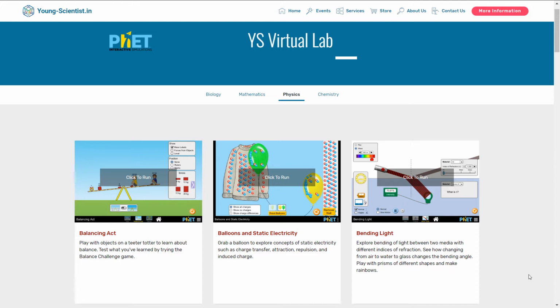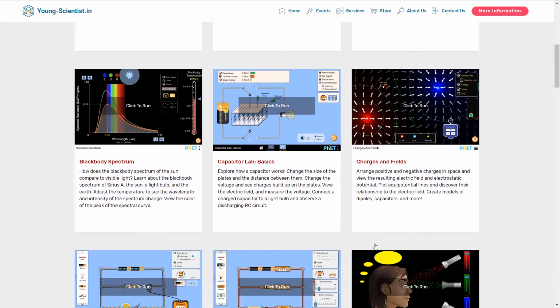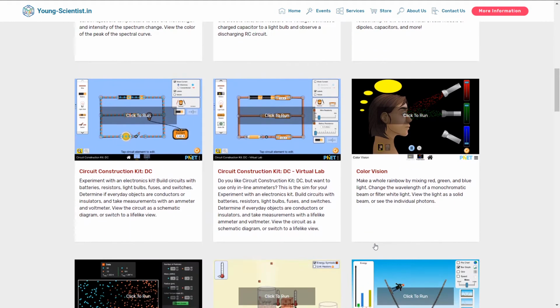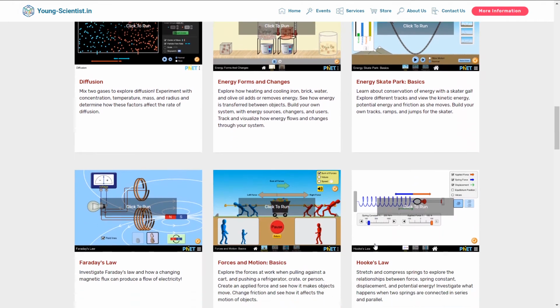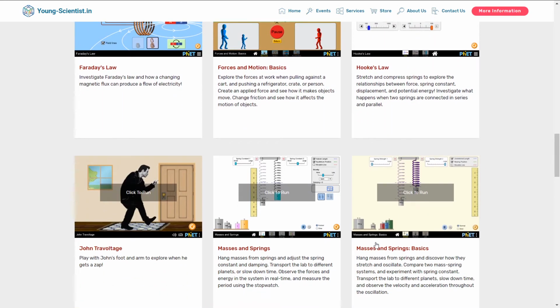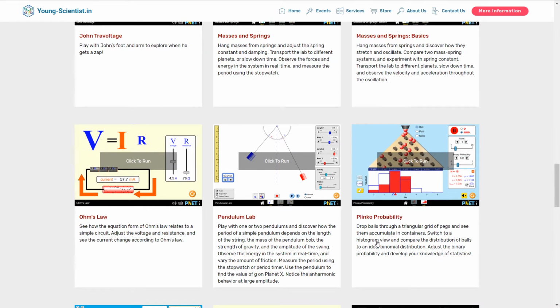We have compiled these simulations on our website under YS Virtual Lab. There are simulations on topics like forces, electricity, light, electrical charges and fields, electrical circuits, color vision, energy conversion, Hooke's law, springs, pendulum, and Ohm's law.